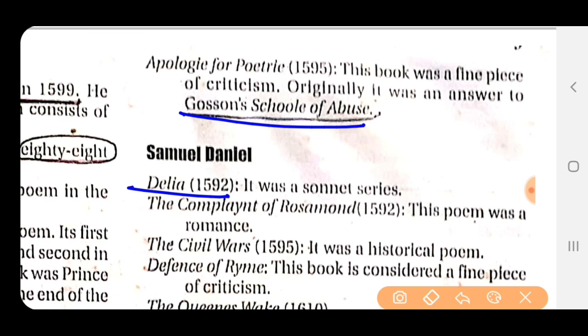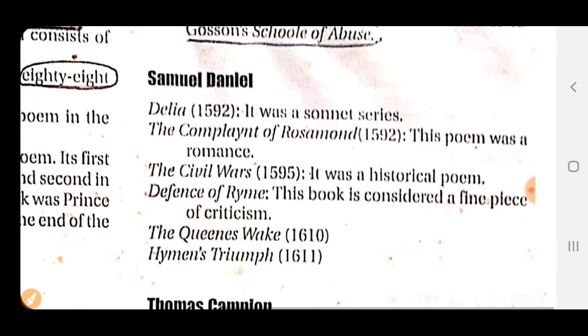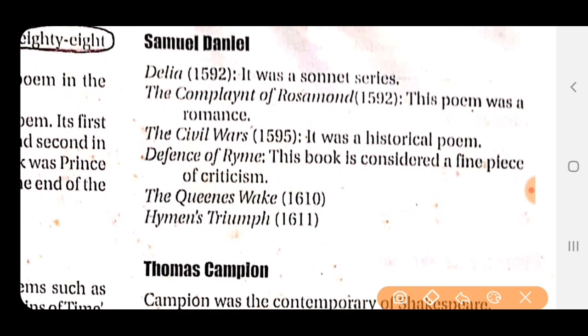Samuel Daniel. Delia, 1592. It was a sonnet series. Complaint of Rosamond, 1592. This poem was a romance. Civil Wars, 1595. It was a historical poem. Defence of Rhyme. This book is considered a fine piece of criticism. Queen's Wake. Hymen's Triumph.